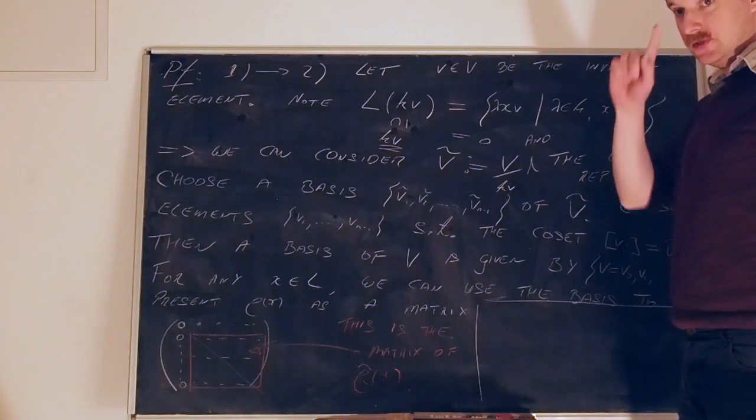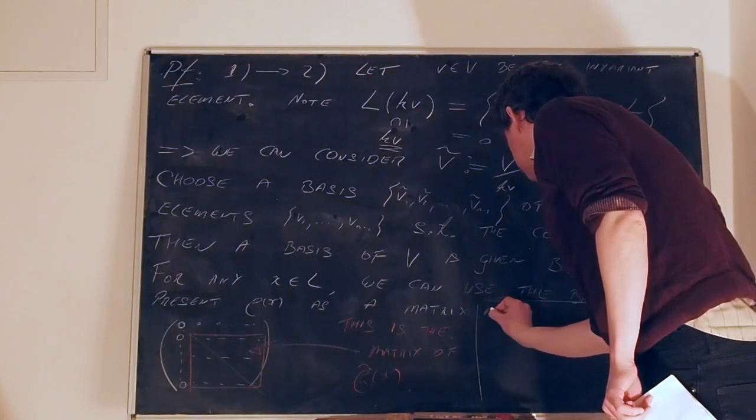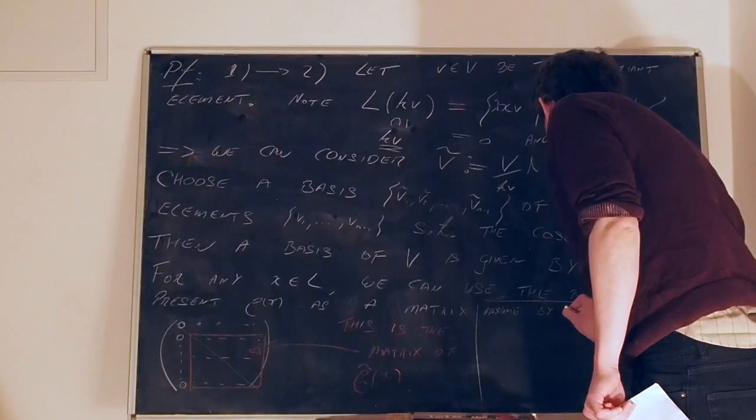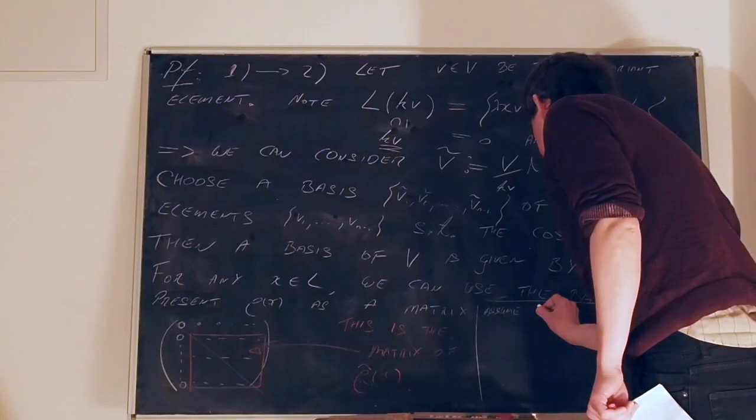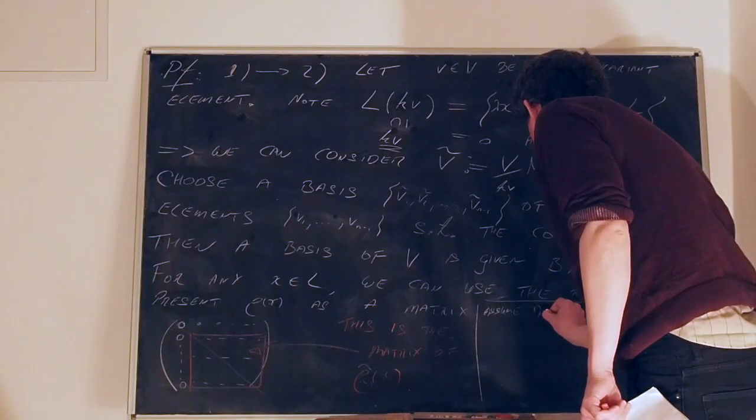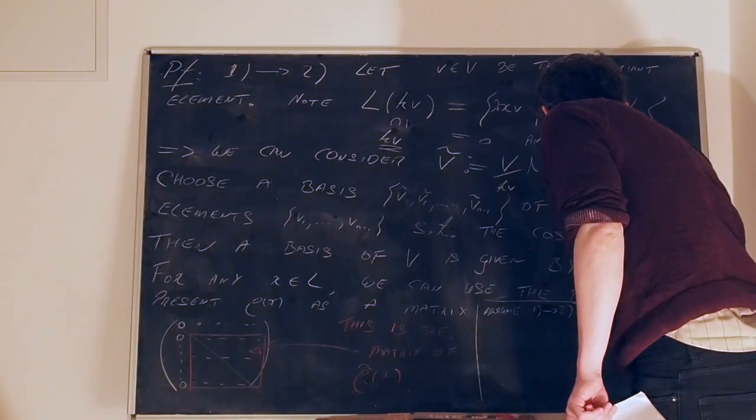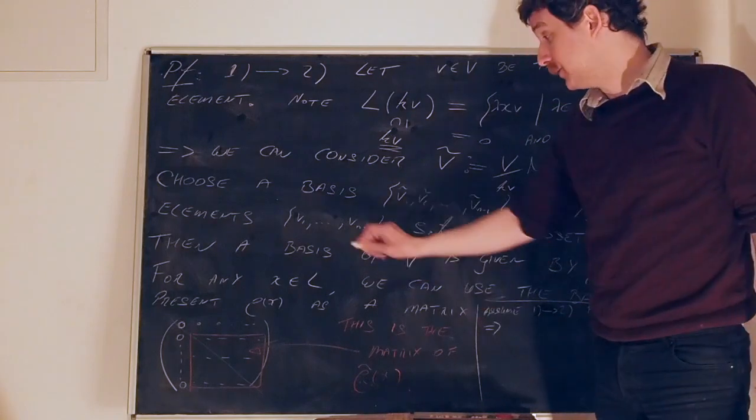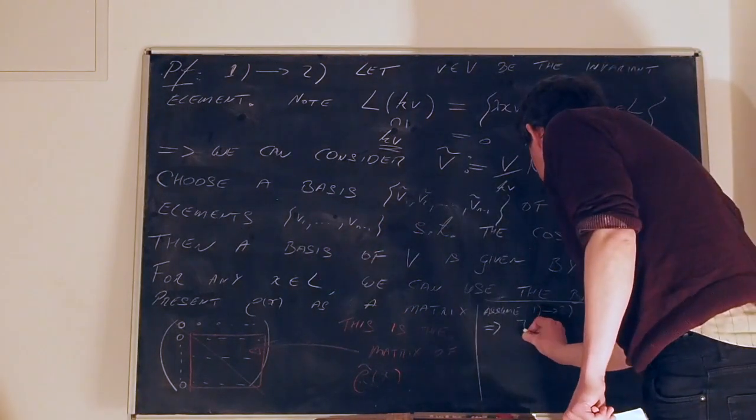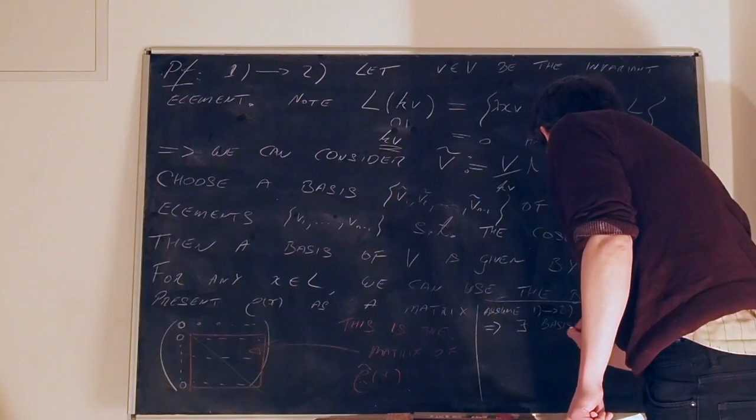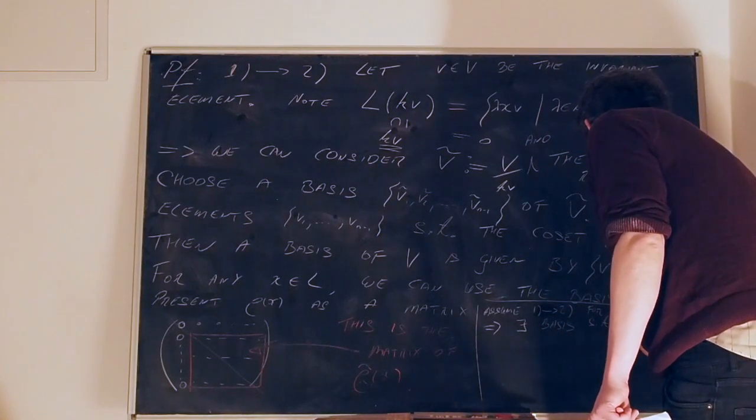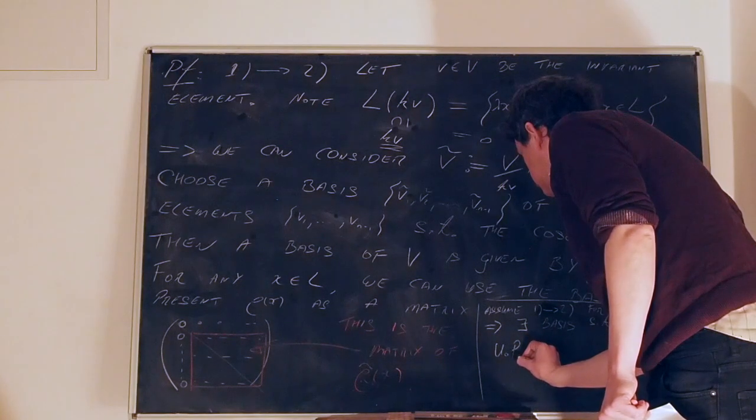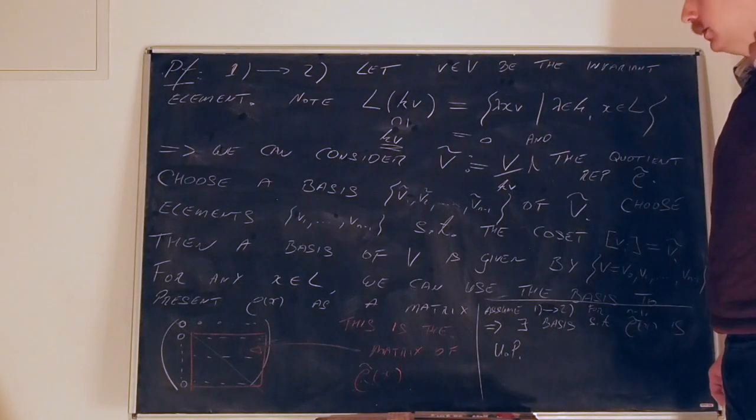Now, if we assume by induction that 1 implies 2 for n minus 1. Okay. Then that implies that there exists a basis such that rho tilde of x is upper triangular. Okay.